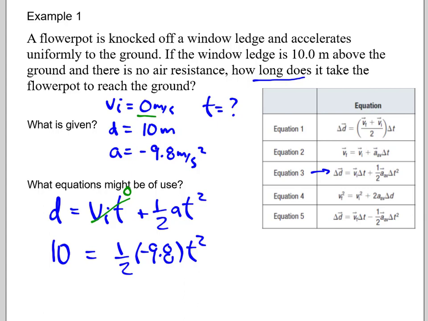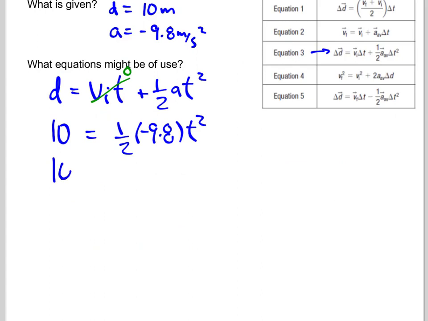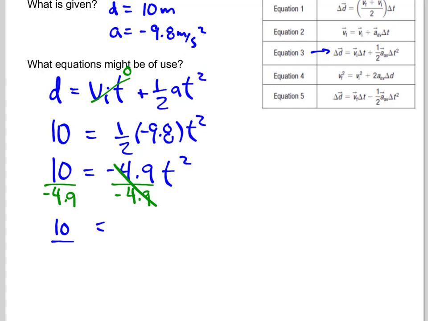There we go. And now we're going to do a couple calculations. Divide both sides by negative 4.9. Those cancel. And we're left with 10 over negative 4.9. And to undo a squared term, we are going to square root both sides.